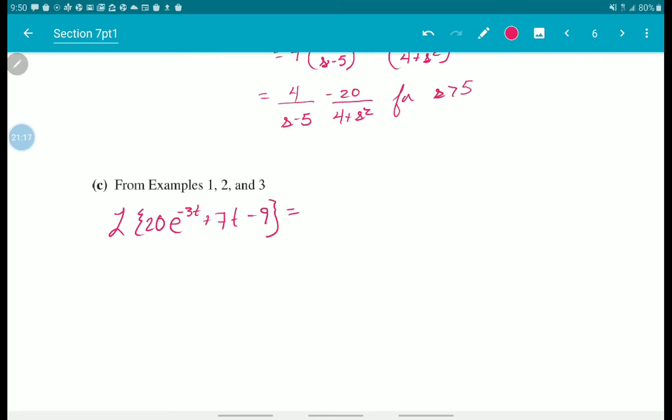So we could do some rewrites here. We could rewrite this as 20 times the Laplace of e to the negative 3t. We found that one. Then we could rewrite the second one as 7 Laplace of t. And then this last one, we could think about it as negative 9 Laplace of 1.